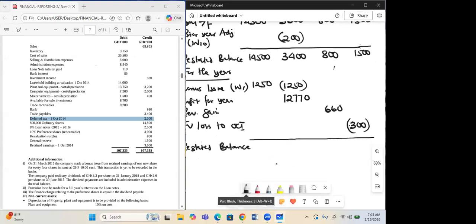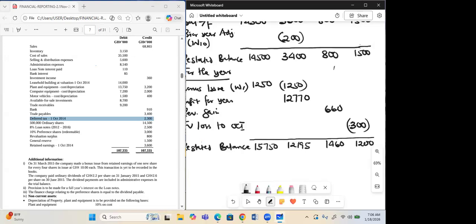So share capital will give us what? Sum it for me. 15,750. Retained earnings will give me what? 12,195. Revaluation reserves will give me what? 1,460. General reserves will give me what? 1,200.